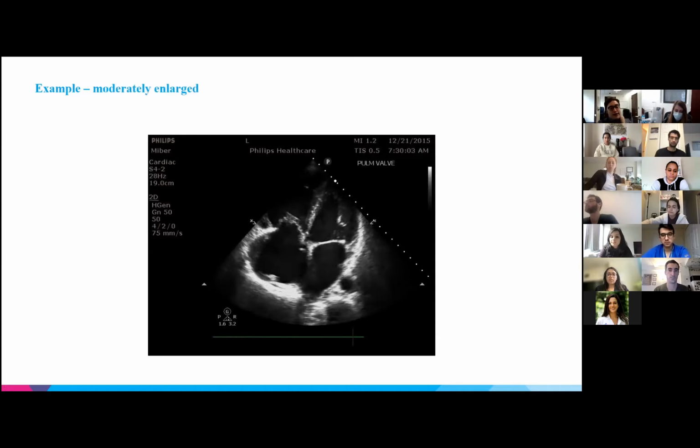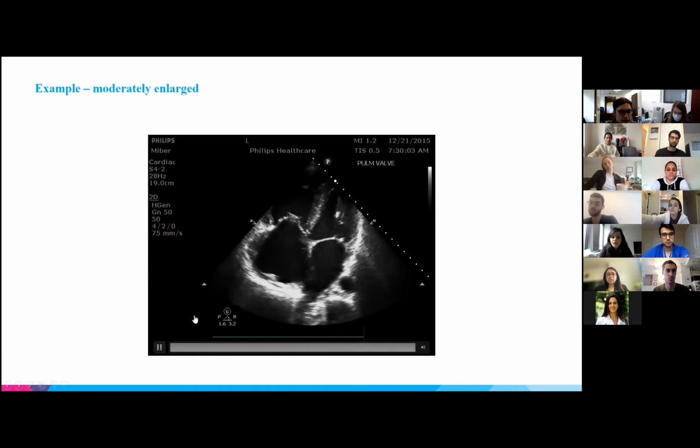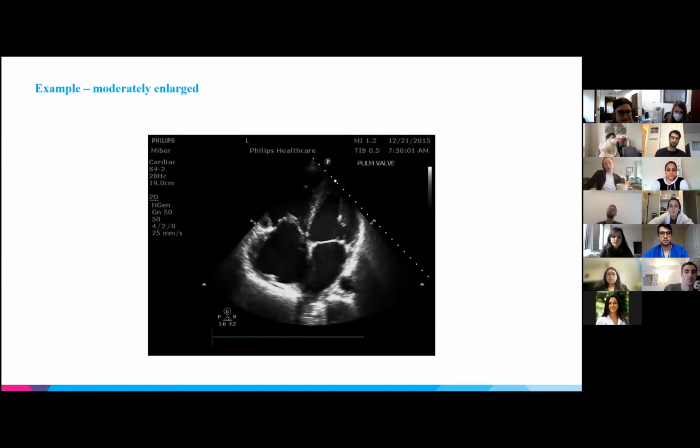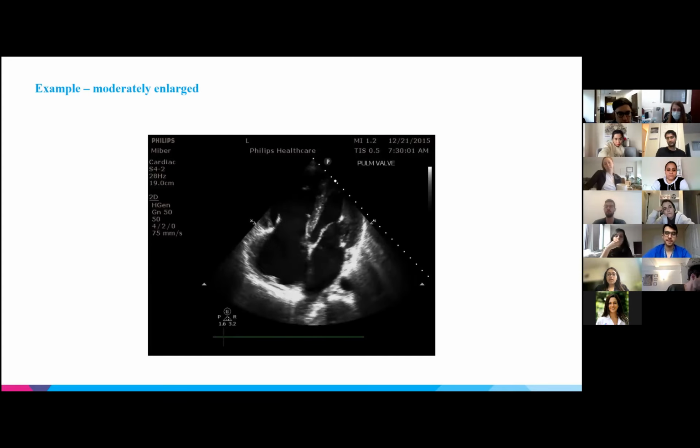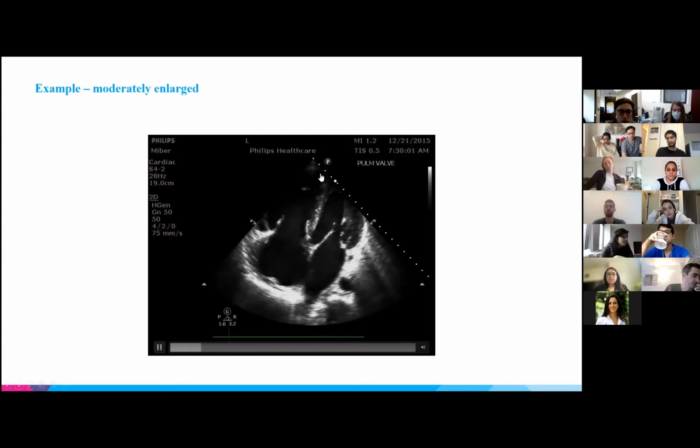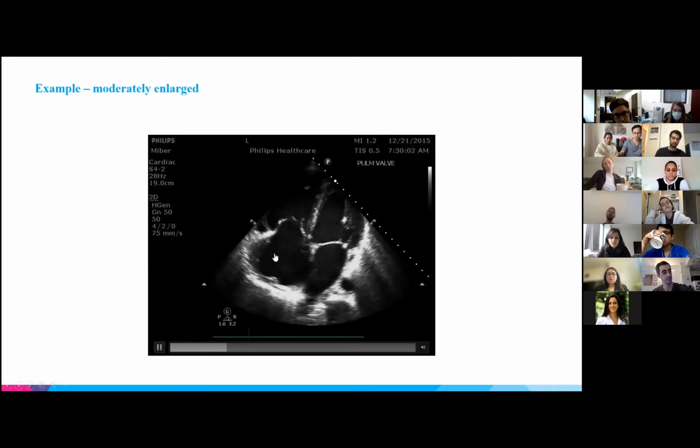And now we're going to get into progressively bigger examples, right? So in this view, again, what view is this, guys? Yeah, just going to be your apical four-chamber view. And so what do you guys think here? So this is the right ventricle here. This is going to be your left ventricle. And then your left atrium here, and your right atrium is here.